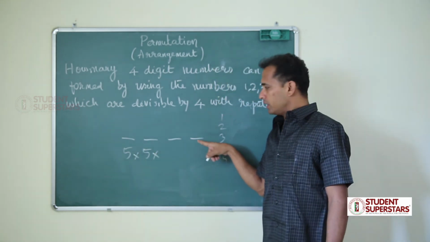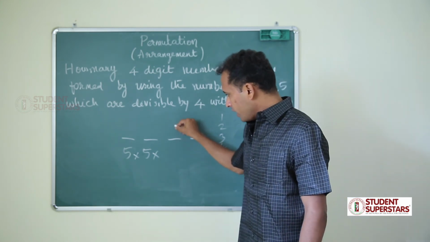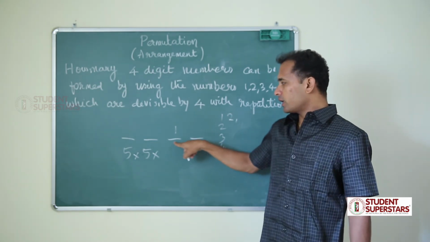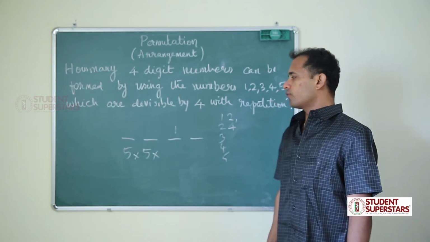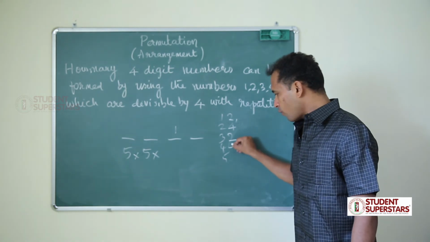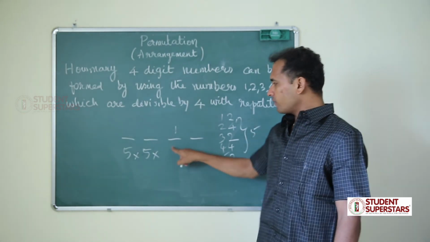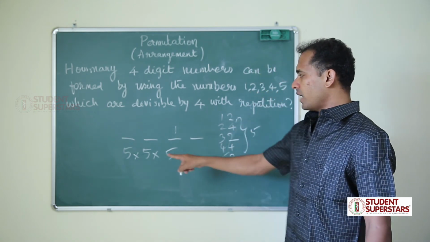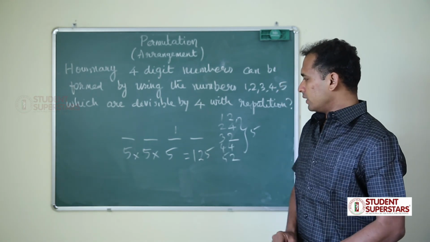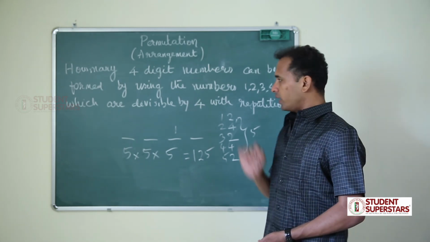And for the third and fourth positions, the last 2 digits should be divisible by 4. So what are the possibilities? If the last but one digit is 1, then the last digit should be 2. If the last but one digit is 2, then the last should be 4. If the last but one is 3, then the last digit should be 2. Then 4 and 4, 5 and 2. How many combinations? 5 combinations. So the last 2 digits should be one of these 5. 5 into 5 into 5 together, 125 ways we can write. The number of numbers that can be formed which are divisible by 4 with repetition, using the numbers 1, 2, 3, 4, 5, is 125.